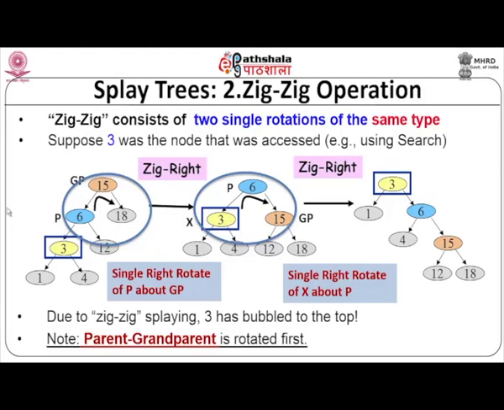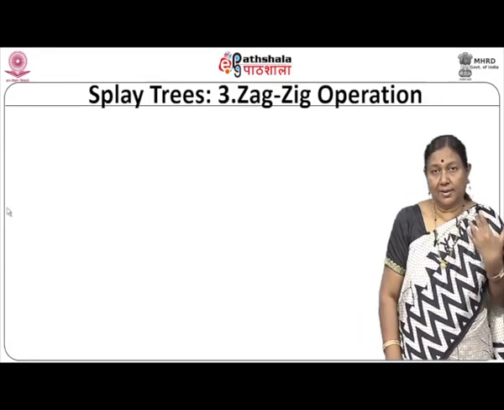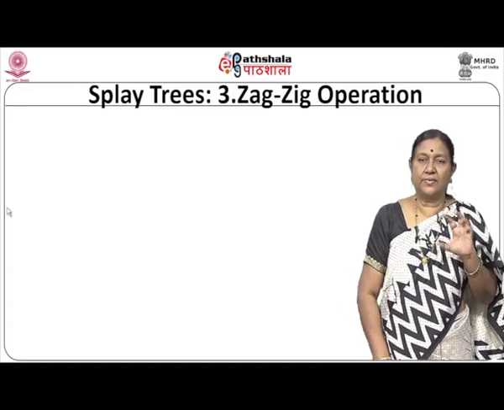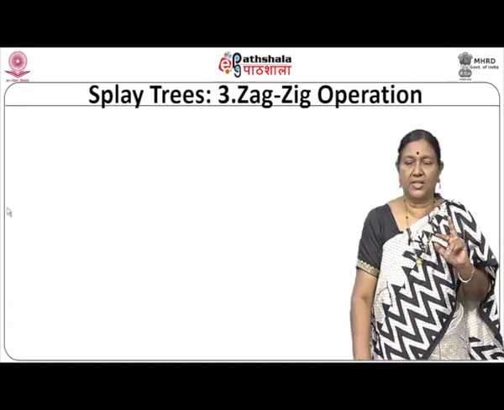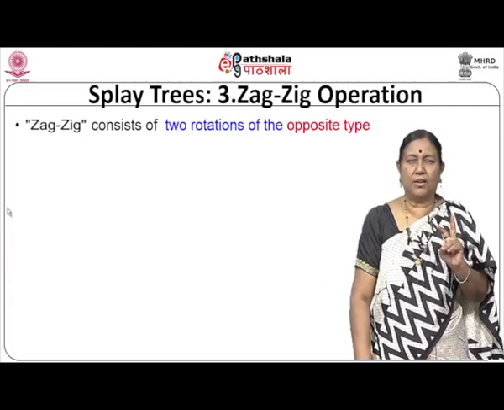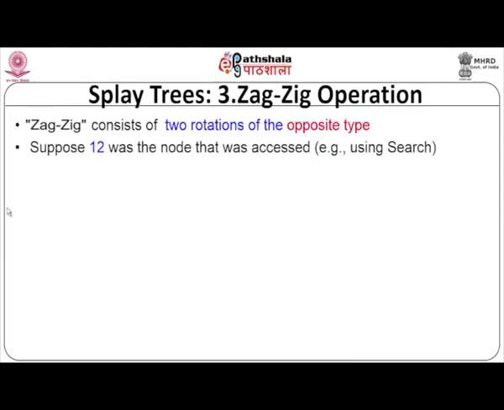And note here, in this same type of rotation case, first we rotate the parent about the grandparent, and then the node x, or the node that we want to reach the top, about the parent. So, that is how we do this. This is the zig-zig operation. Now, we will go to the third type, which is the zig-zag operation. In the zig-zag operation, as we have seen, it is 2 different types of rotations, a double case only. The zig-zag operation has 2 rotations of the opposite type.